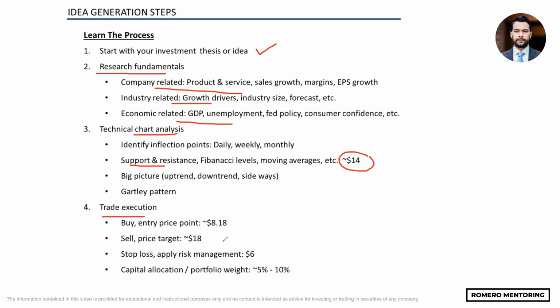Trade execution, entry, $8.18. Potential price target, $18, or my sell price will be approximately at $18. I might actually take a little bit off the table as it gets close to 18. If it gets to 16, 17, and 18, from $16 to $18, that's where I'm going to start taking profits. Stop loss, apply risk management, $6. If it hits $6 from my entry, I will exit the position, cut my losses. Capital allocation, 5 to 10% of my portfolio weight.